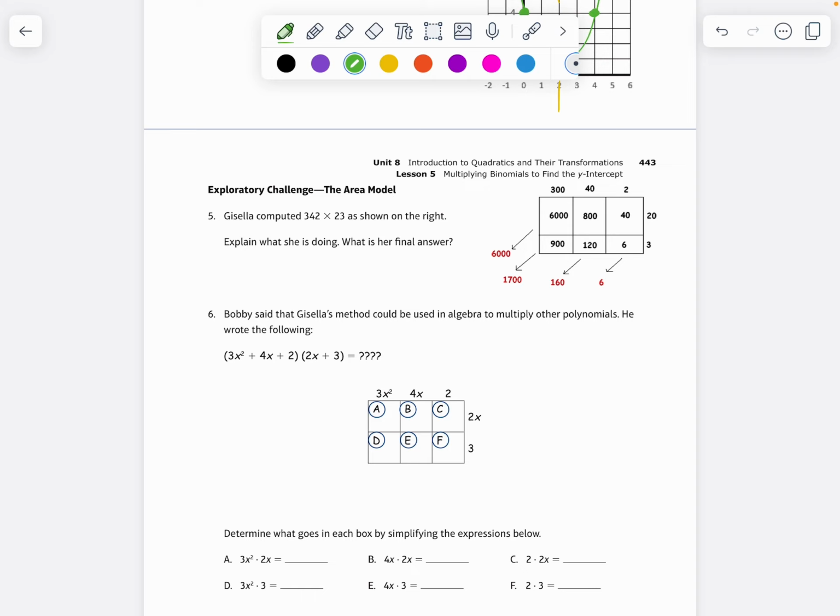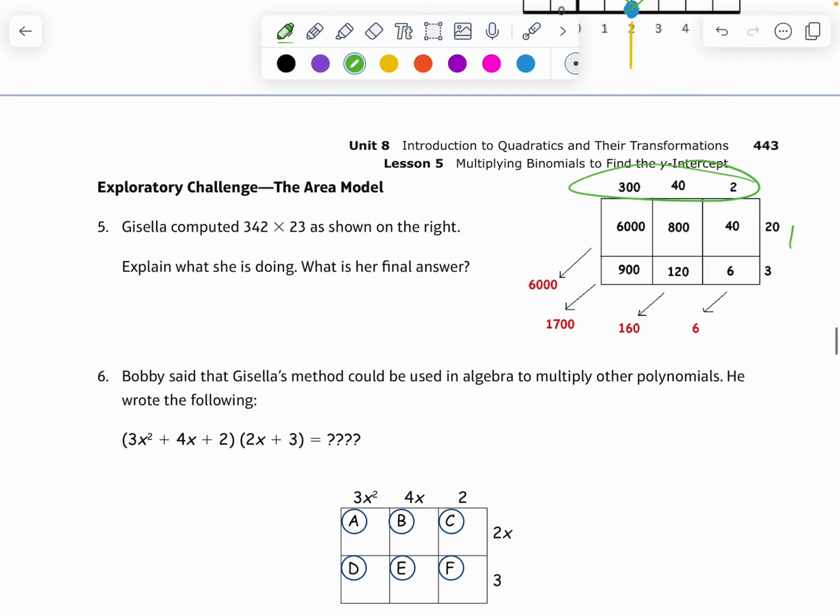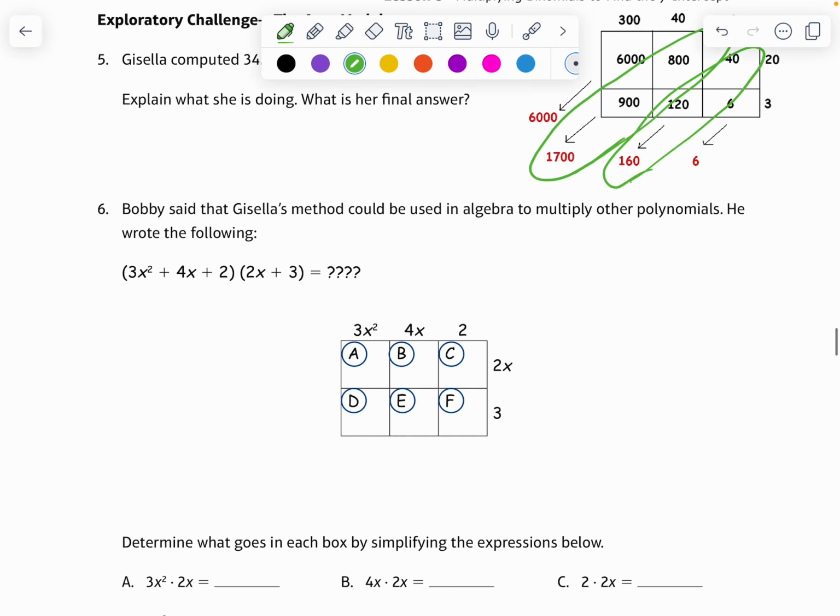Gisela computed the number 342 by 23. She broke up the 342. Have you guys ever done this in elementary school? And then they were able to kind of multiply those bigger numbers a little easier. All right, and then if you notice, look, they added up the diagonals to get 800 plus 900 is 1700. 40 plus 120 gets you 160. We're going to do the same thing. Here we go. Bobby said that Gisela's method could be used in algebra to multiply other polynomials. Here he wrote the following.